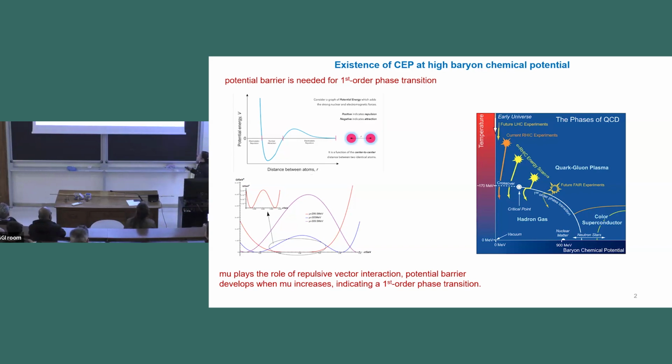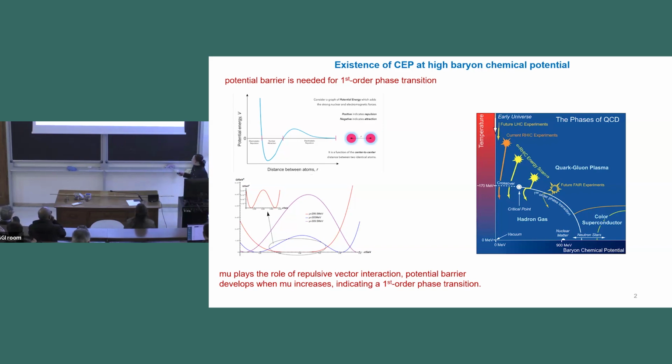And for our QCD system at finite chemical potential, when you introduce this chemical potential, this mu plays the role of a repulsive vector interaction. This is an experience from the NJL model: when you introduce a repulsive vector interaction in the Lagrangian, then you will get an effective mu. So of course you can regard this mu as a repulsive vector interaction in the system.